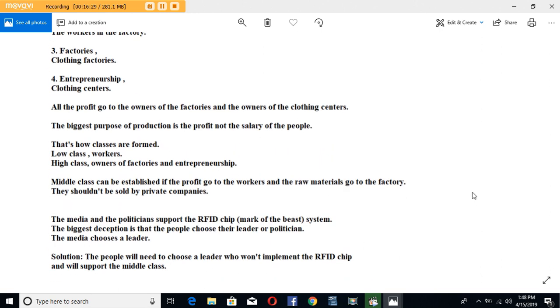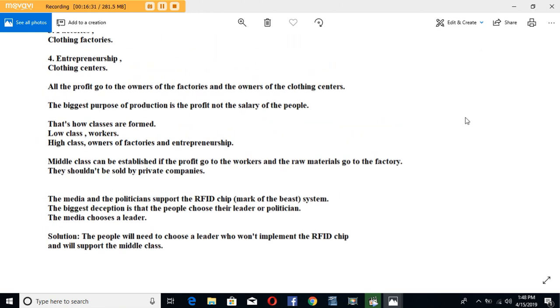The media and the politicians support the RFID chip, mark of the beast, system. The biggest deception is that the people choose their leader or politician. The media chooses a leader. Solution: the people will need to choose a leader who won't implement the RFID chip and will support the middle class.